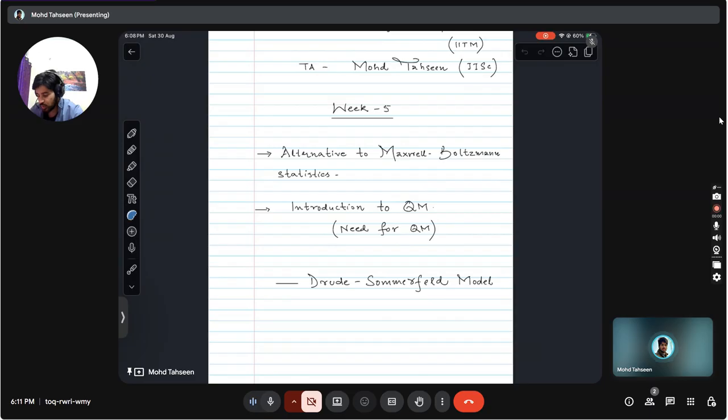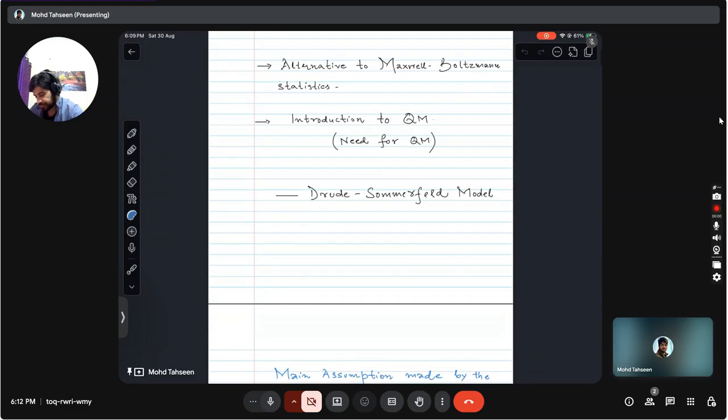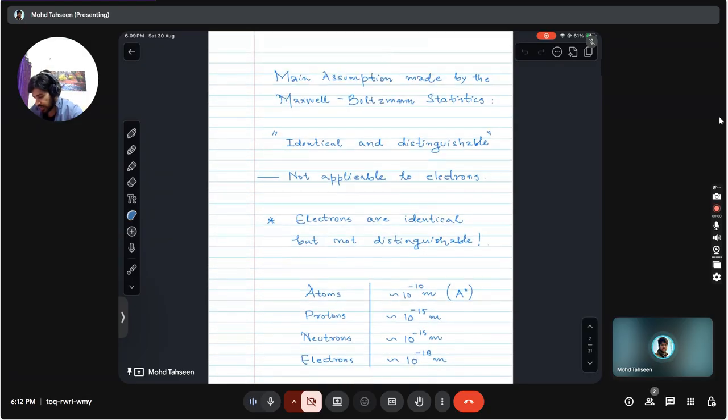But that Drude-Sommerfeld model is based on Fermi-Dirac distributions as opposed to Maxwell-Boltzmann distributions. And the Fermi-Dirac distributions come from incorporating quantum mechanical principles into building the statistics. So we have to incorporate the principles of quantum mechanics to come up with this Drude-Sommerfeld model. We had some discussion related to why we need to apply these quantum mechanical principles so as to come up with a better model.